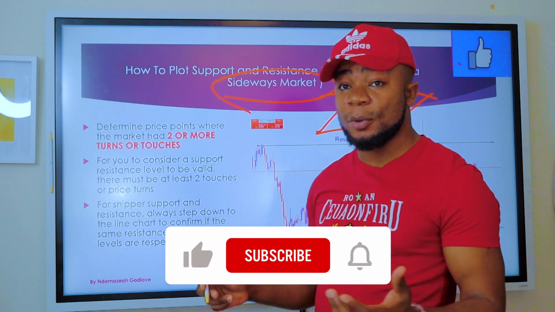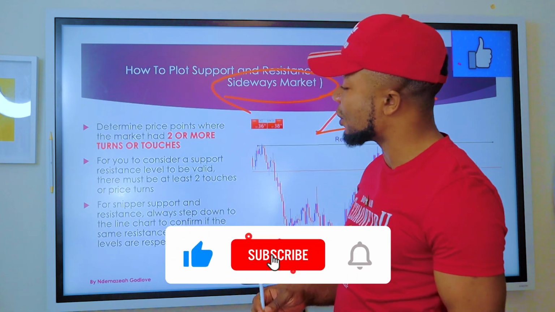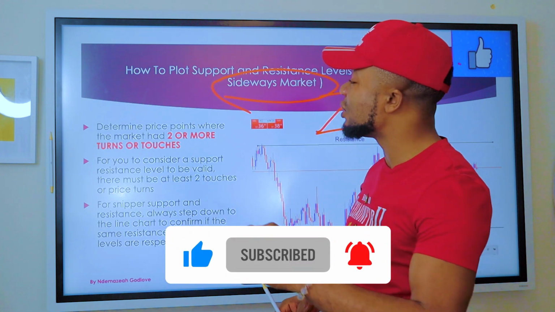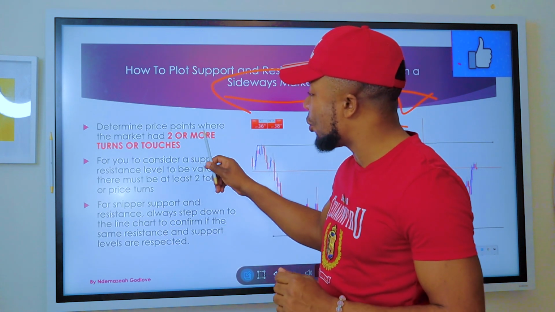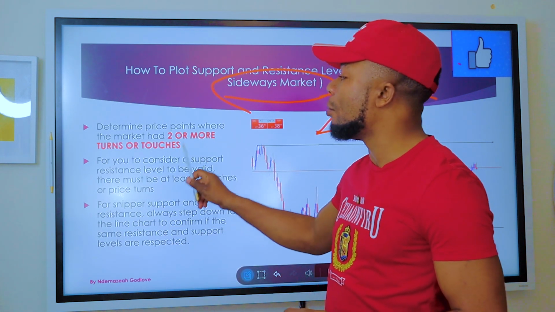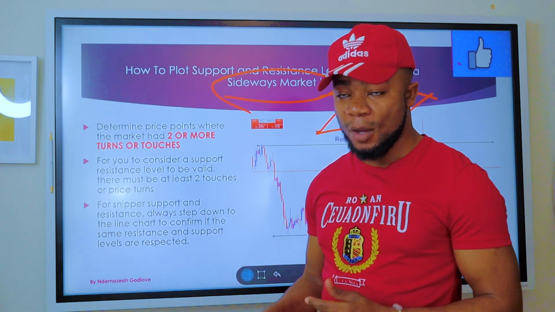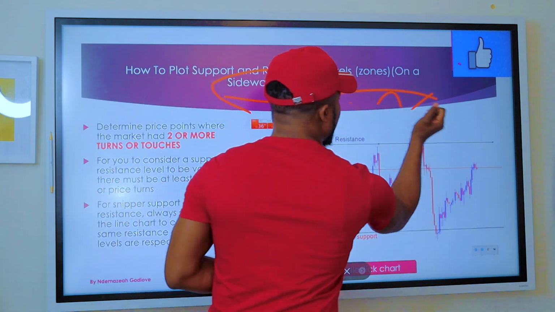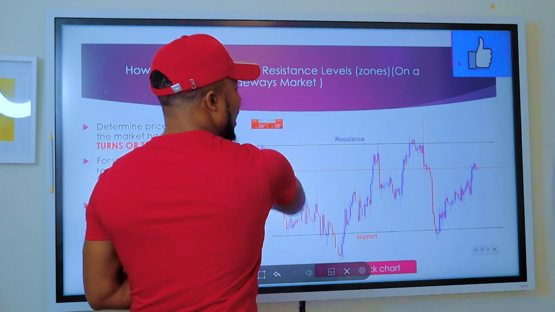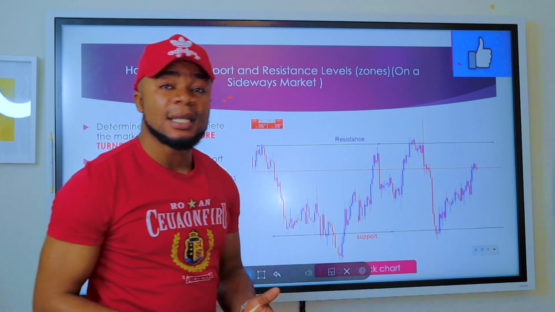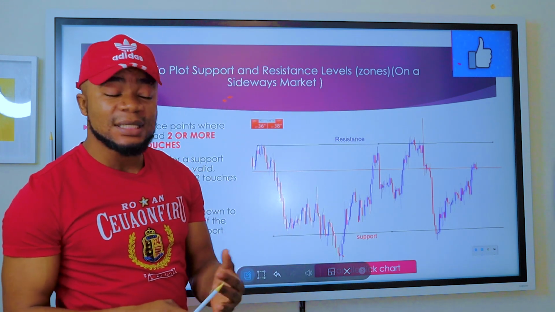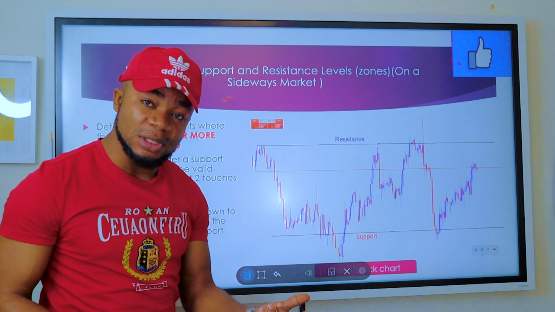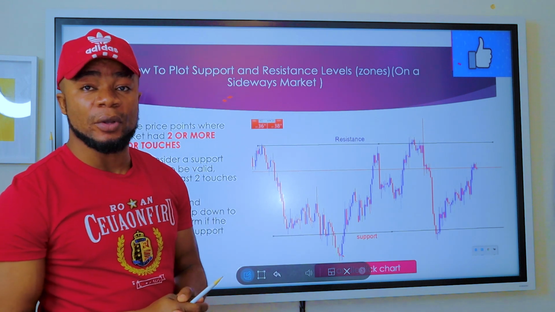Determine price points. What is support and resistance? How to plot your support and resistance level. What you have to do is determine price points where the market had 2 or more turns or touches, as easy as that. Anytime you see a particular level where the prices had 2 or more touches or turns, it means that is a particular support or resistance level.